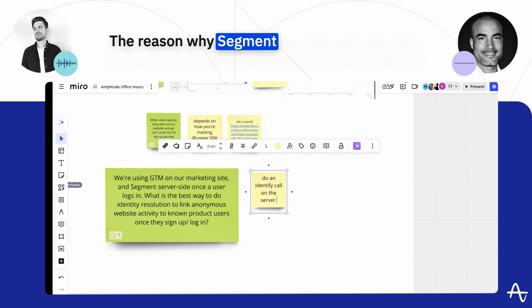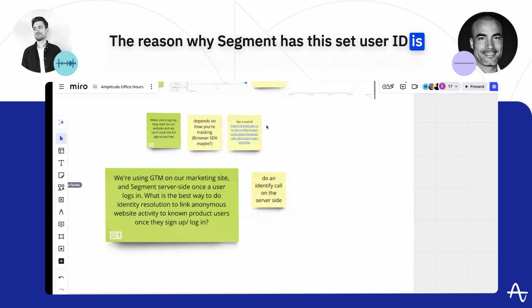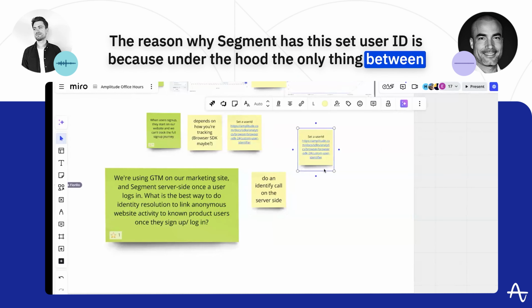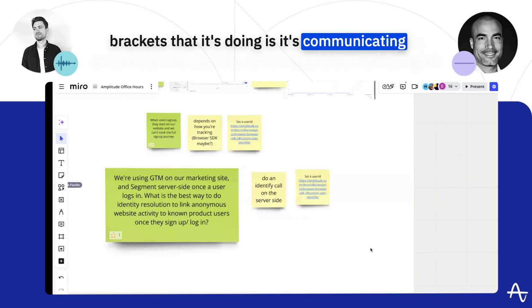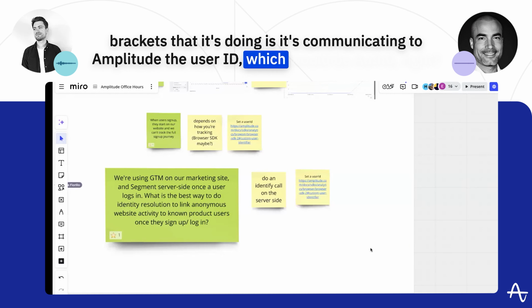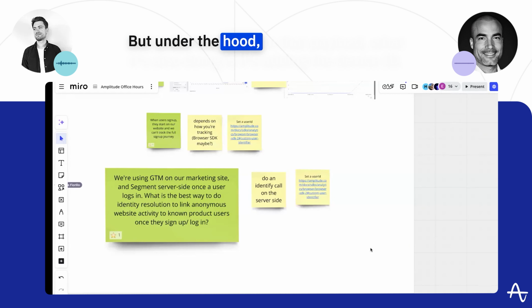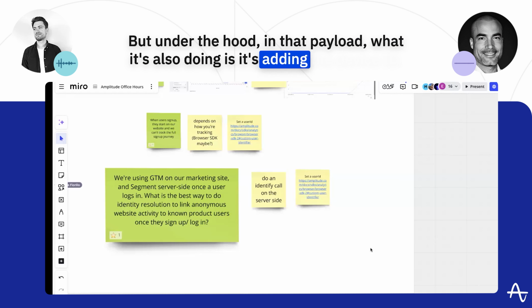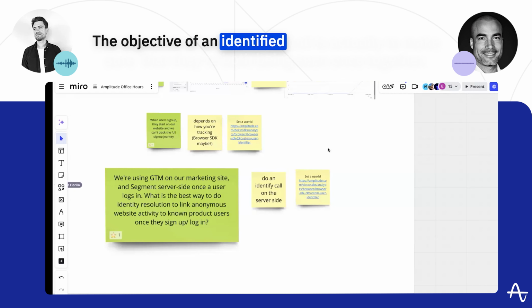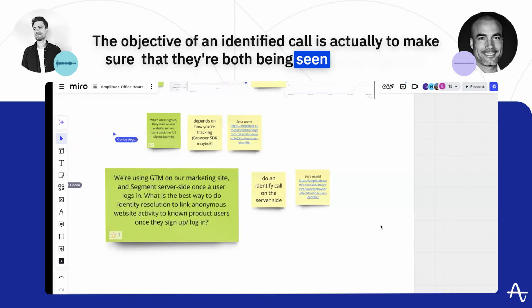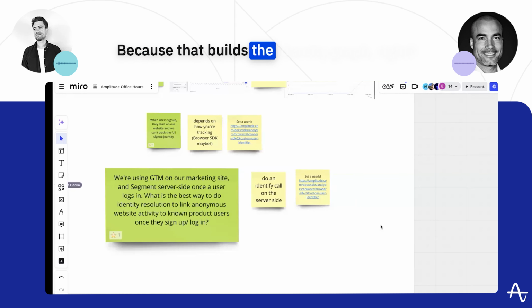The reason why Segment has this set user ID is because under the hood, the only thing it's doing is communicating to Amplitude the user ID, which would be Auth0, right? But under the hood in that payload, what it's also doing is adding the device ID. The objective of an identify call is actually to make sure that they're both being seen once together, because that builds the identity graph, right? The same with Segment. It builds the identity graph that way.